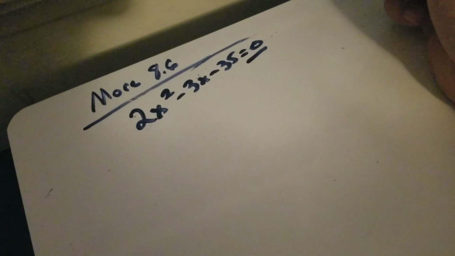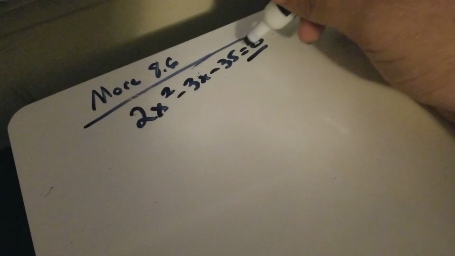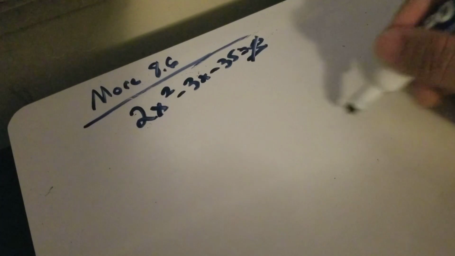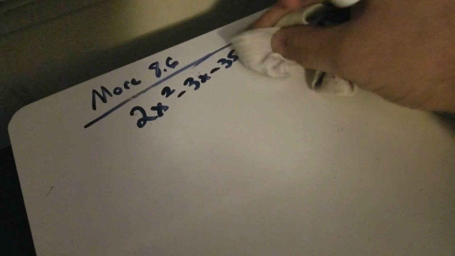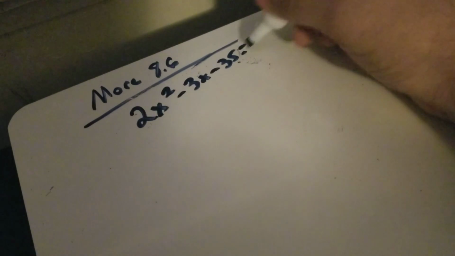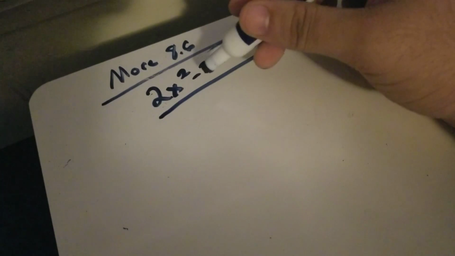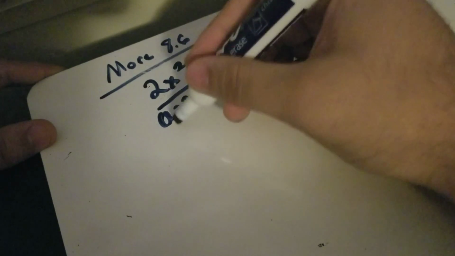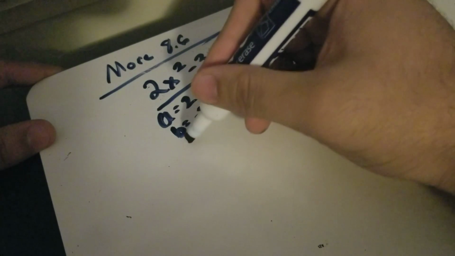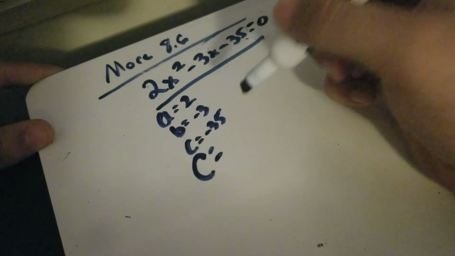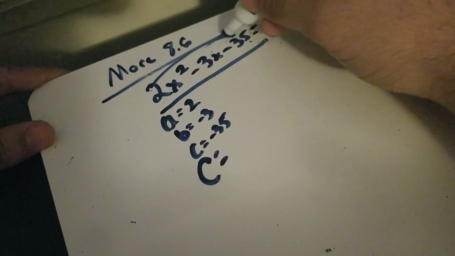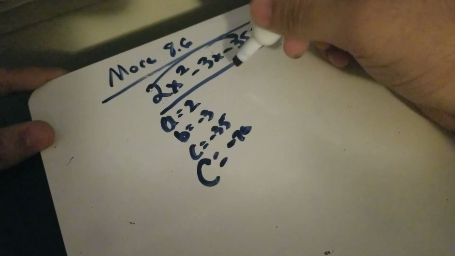Why is that important? Well, first, let's ignore the 0 until the very end. I'll write it when we get to the end. So we're going to ignore equals 0 until the end. Let's factor this part right here. A is not a negative, so I don't want to bother dividing a negative out. So A is 2, B is negative 3, C is negative 35. Then capital C is going to be 2 times 35, which is negative 70.